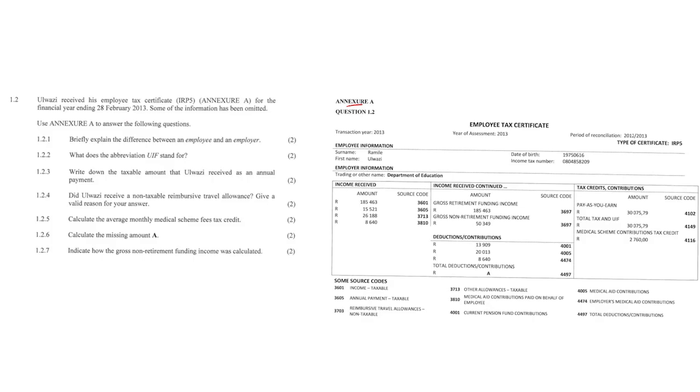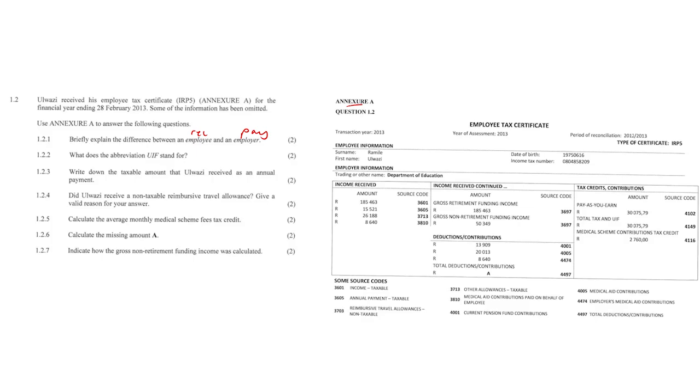So briefly explain the difference between an employee and an employer. It's like we're doing a business question. So an employee, they work and receive money for the work that they do. And an employer is a person or an institution that hires workers and pays wages for work done. So employees, they work, they receive money. Employers, they pay employees money for their services.